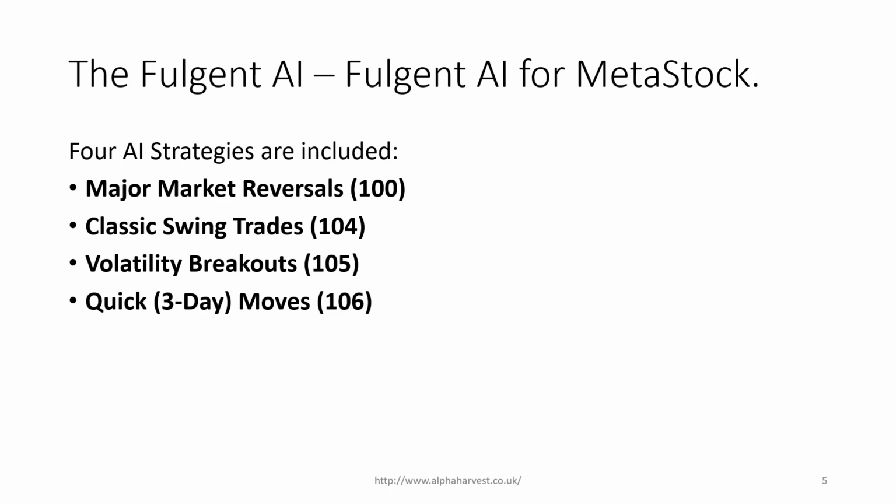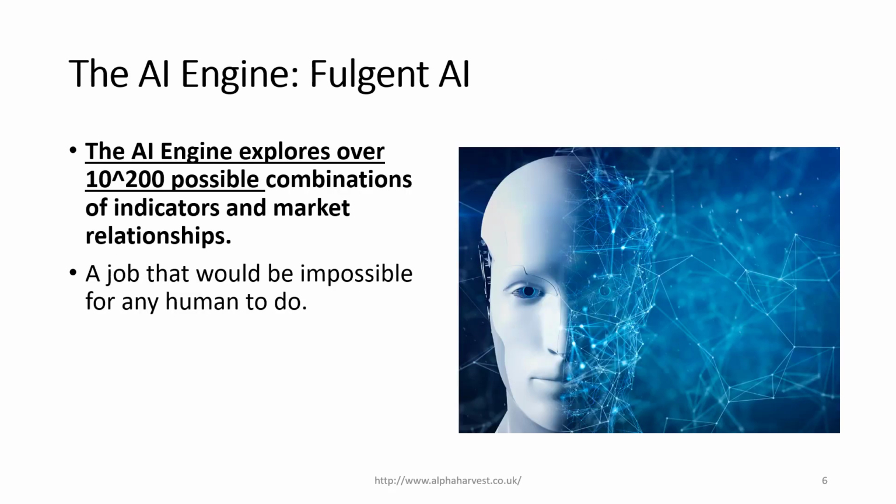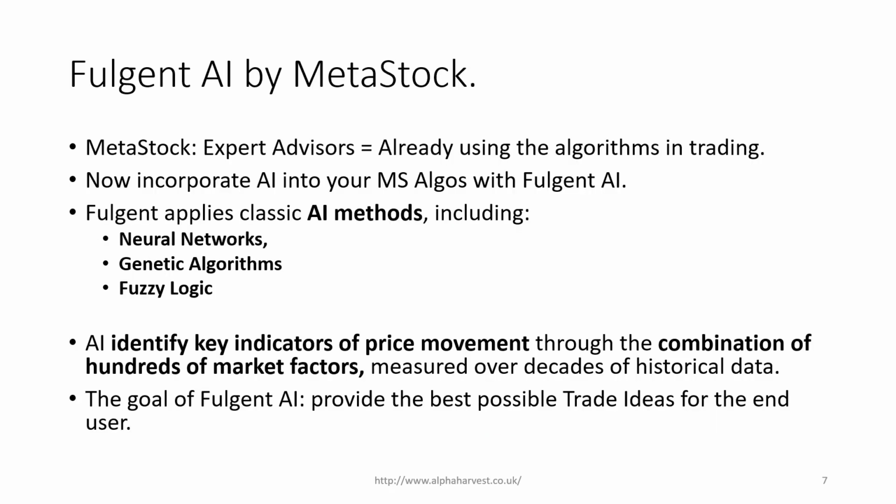Now, just a quick tip of the iceberg definition of how the artificial intelligence looks for trading ideas or finds high probability trading strategies: the AI engine explores over 10 to the power of 200 different possible combinations of indicators and market relationships. This is practically impossible for a human to do. We use neural networks, genetic algorithms, and fuzzy logic. I don't want to go into too much detail about the rest because we can cover that at the end.